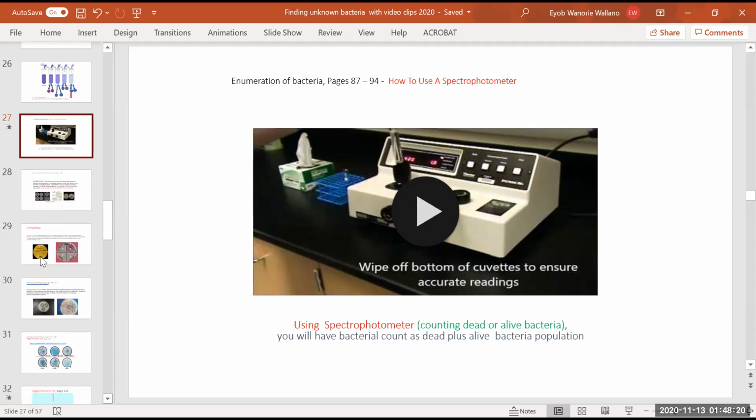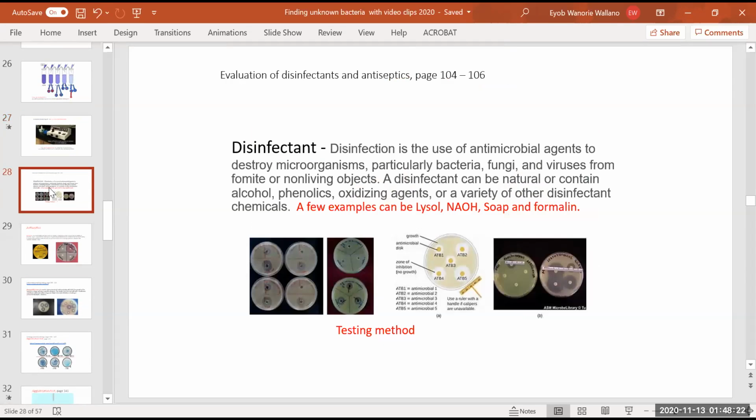Now, when we come to understand disinfectants and antiseptics, you need to know this one. For example, I may not ask you about making these discs and inhibition. I may not ask you even the chemical itself: sodium hydroxide, Lysol, or formalin. I will not ask you, so I don't want you to memorize it, but I will give you a scenario. What kind of scenario may I ask you?